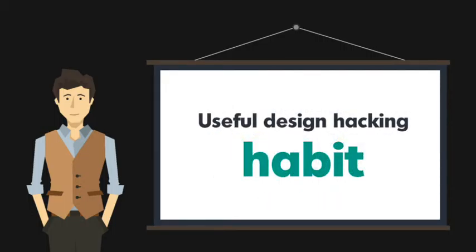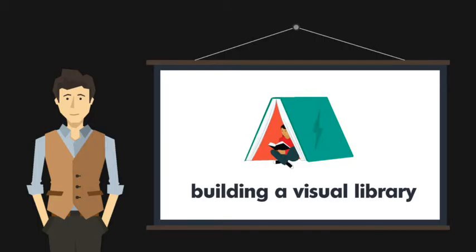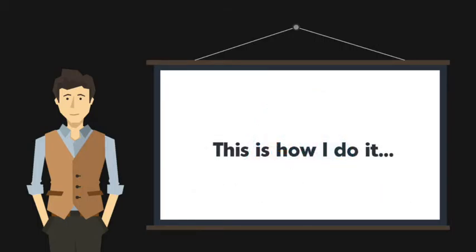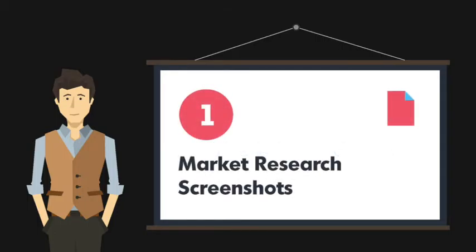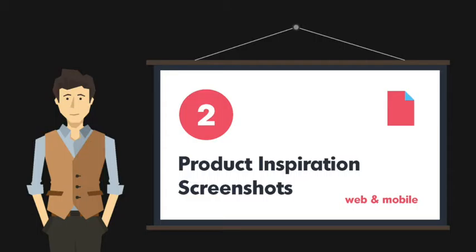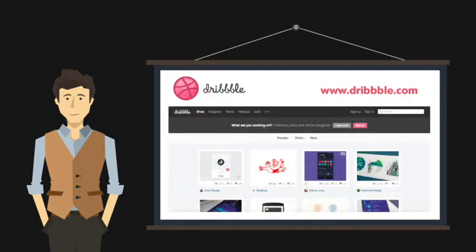Another useful design hacking habit to develop is to start building a visual library of screenshots, images, and graphics. This is how I organize my visual library. I have a folder for market research screenshots. I have a folder for product inspiration, user experience screenshots. I have a folder of illustrations and icons, which is a great source of inspiration for designing brands, logos, and infographics. I also use the website www.dribbble.com with 3 B's for the same purpose.